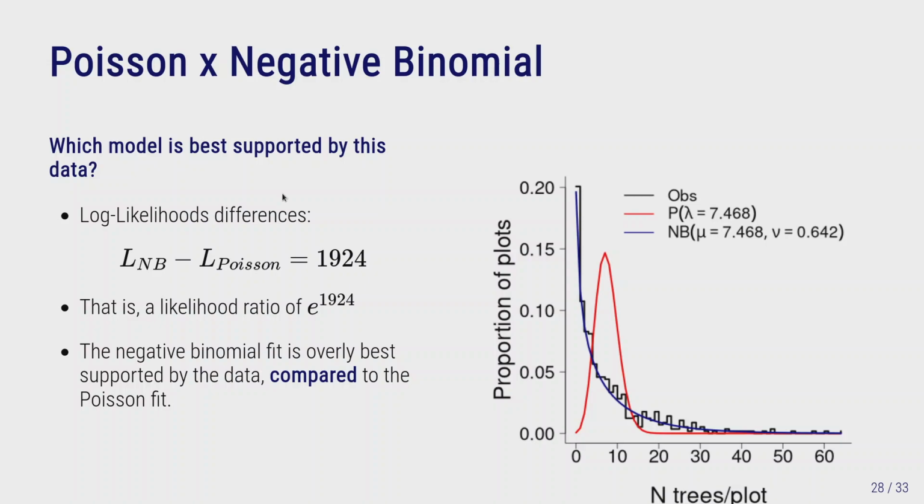And the difference between the log likelihoods is close to 2,000, which means that the likelihood ratio... because here I am in the log scale, so I have to take the exponential of this huge number to find the likelihood ratio, which is a huge, huge number. So this shows us that the negative binomial fits this data, or is way better supported by the data, than the Poisson distribution. So here's the answer to your question.